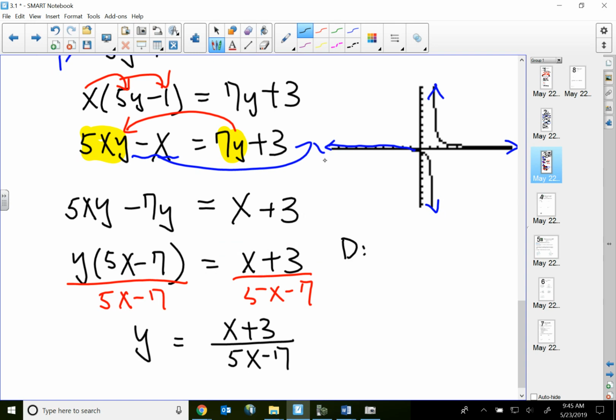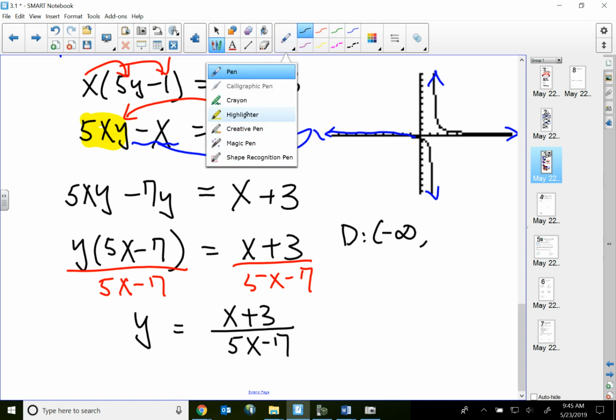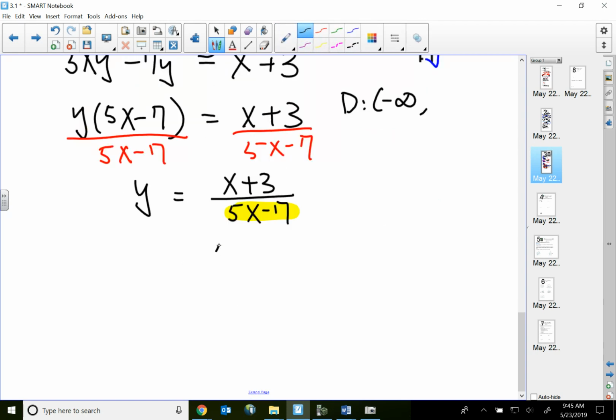My domain has got to be coming from negative infinity. But here's the thing though, if you look at my answer, what is the restriction on my domain? My restriction on my domain has to be that the denominator cannot equal 0. So what number for x in my denominator will make my denominator equal to 0? All we're going to do is set the denominator not equal to 0 and solve for x, and then I can find my restriction on the domain. So my x cannot be 7 over 5.